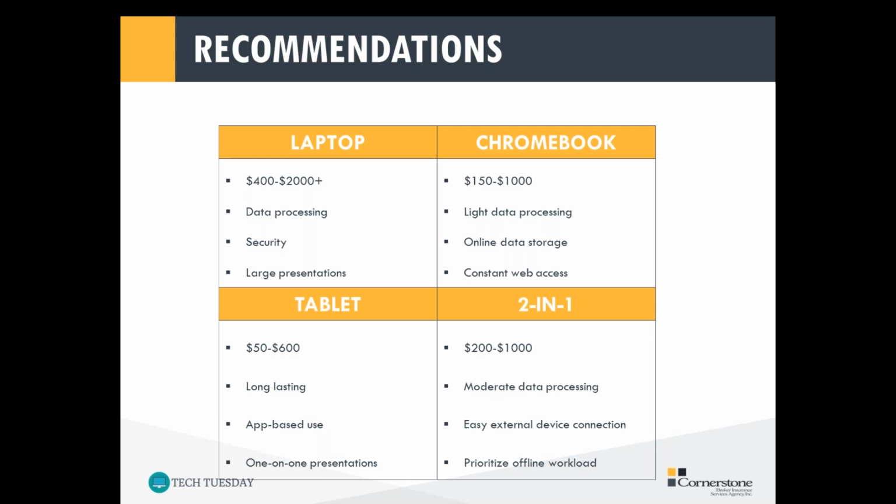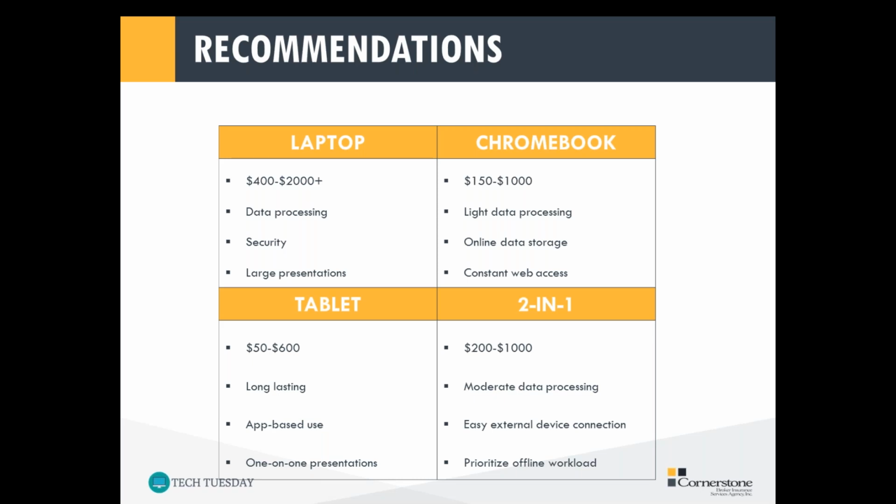And lastly, we have the 2-in-1s. It's great for offline work. You can easily connect other devices. It's got moderate data processing capabilities, so it's able to run maybe 2 or 3 heavy processing apps, and it's between $200 and $1,000. Overall, if you're looking for something that'll function perfectly for all walks of life, it's all about trade-offs.